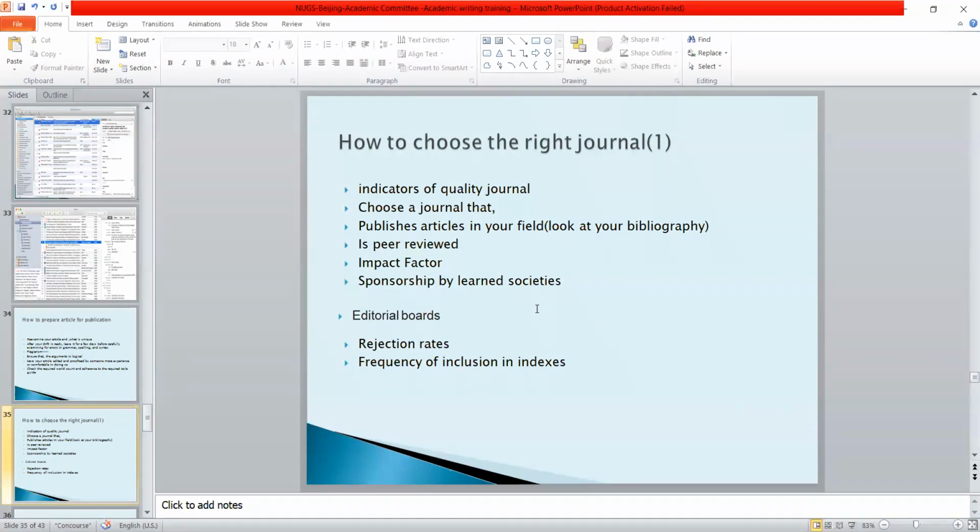Then you must also consider what we call the frequency of inclusion in indexes. There are a lot of indexes. It's just like an award system, a grading system. Is the journal you are publishing in included in the league of indexing? It is very, very important that we look at that.